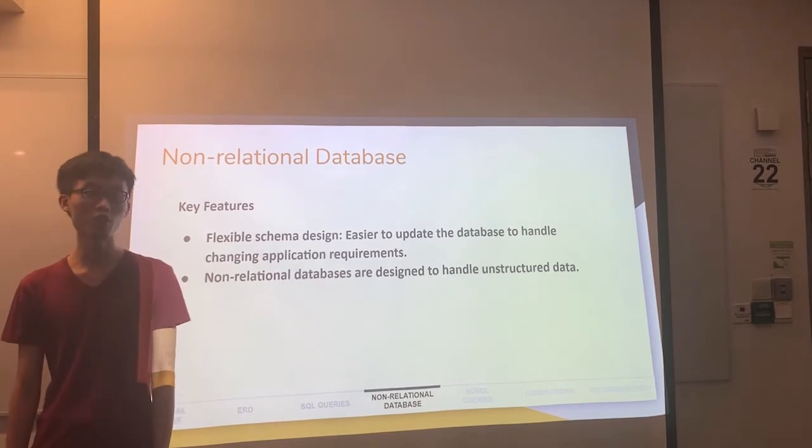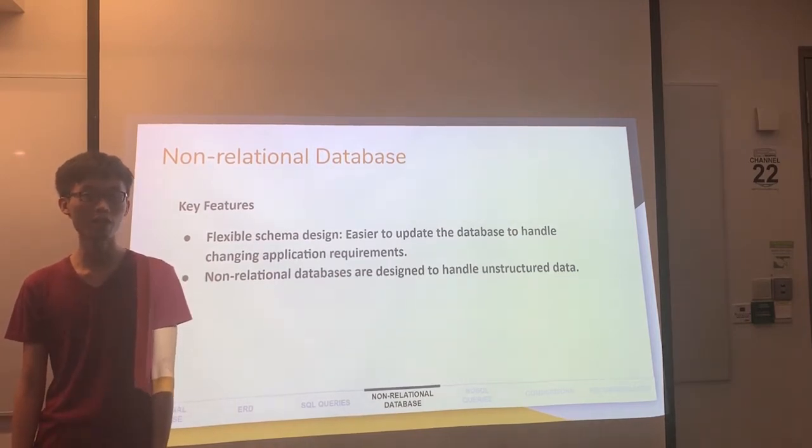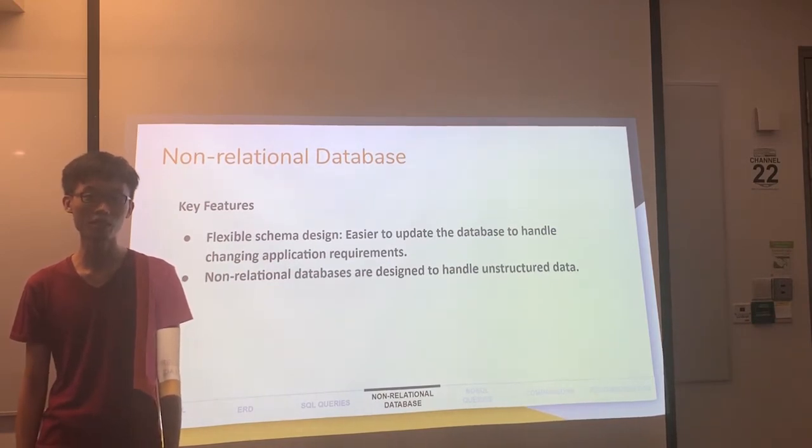Thanks, Jelvin. Now we'll be moving on to talk about our non-relational database model. One key feature of the database is that it has a flexible schema design. This means that it's easier to update the database to handle the ever-changing application requirements. Next, it is designed to handle unstructured data, which can be useful in applications that don't require data integrity.